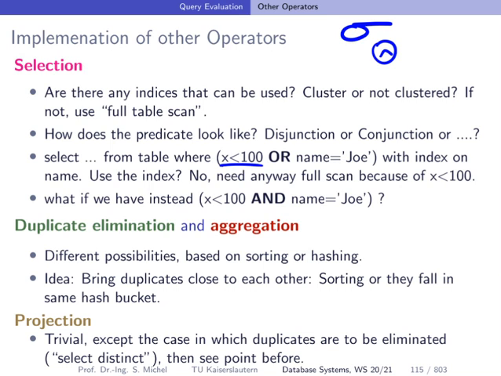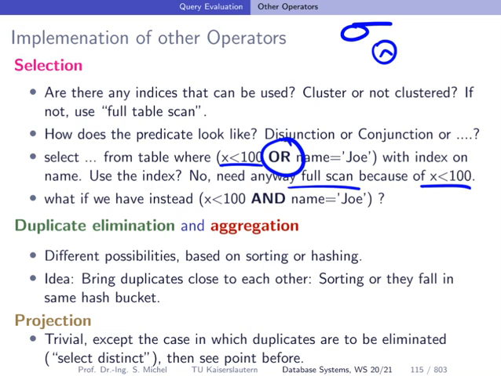Let's say we have an index on the name attribute, so we could go and check for Joes. Now, do we use this index? And the answer is no, we cannot use the index. Well, we can use it, but it will be of no good, because we have to do a full scan anyway because of the or, the disjunction, and the other predicate x smaller than 100.